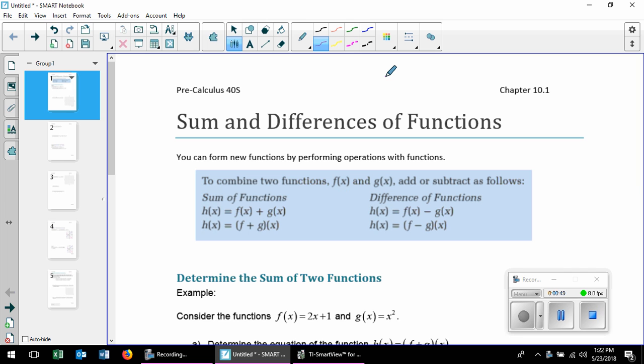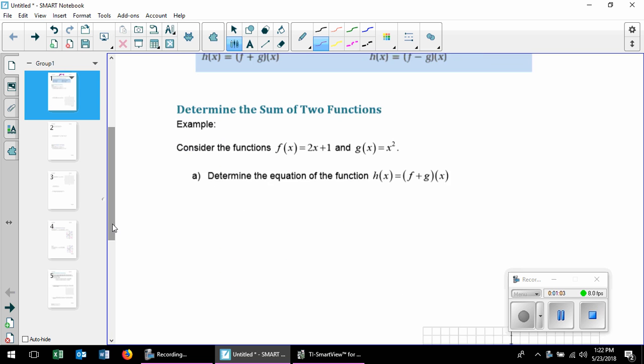Okay, here's the question. What letter does that usually get replaced with? Now, that's going to come in handy later. Okay, so we're going to determine the sum of two functions. So you're given the two functions. There's your f of x, there's your g of x. And it says determine the equation. H of x is just the combined.